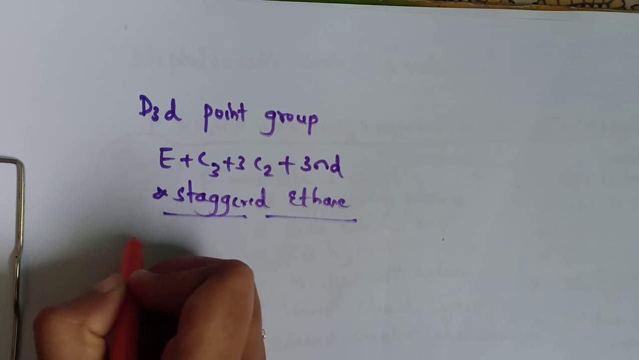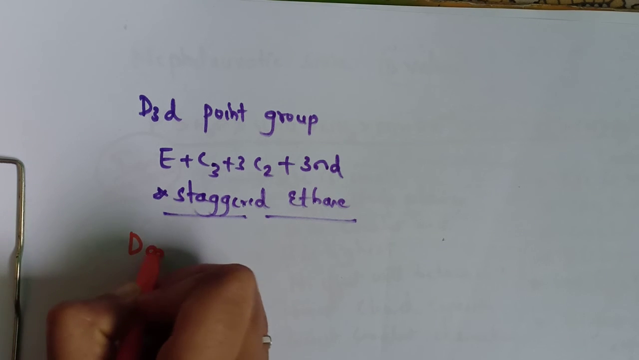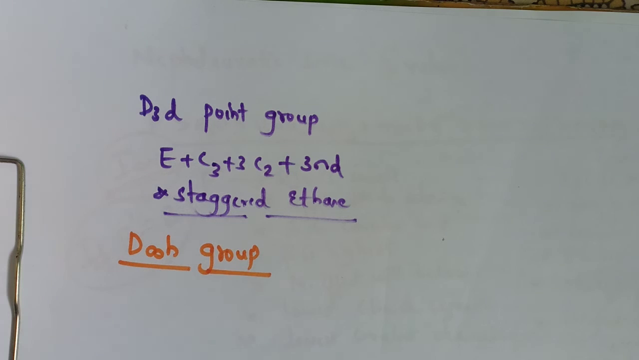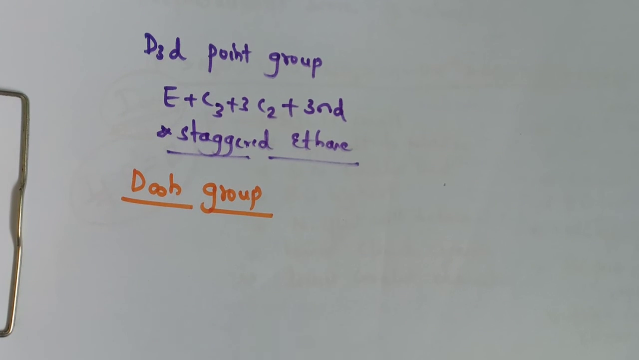Now moving to the D infinity h group. See, what are the molecules which come under D infinity h groups? Linear molecules which have a center of symmetry along with an infinite number of C2 axes perpendicular to the principal axis and also a horizontal plane fall in the point group of D infinity h.